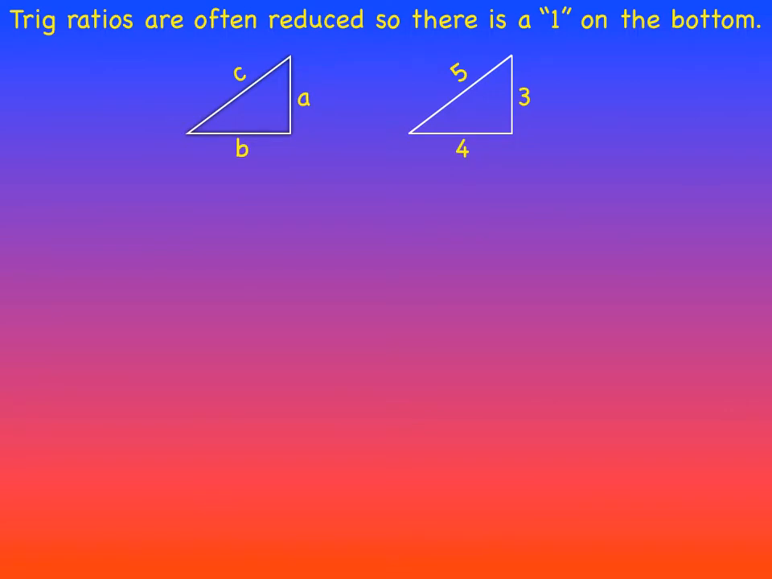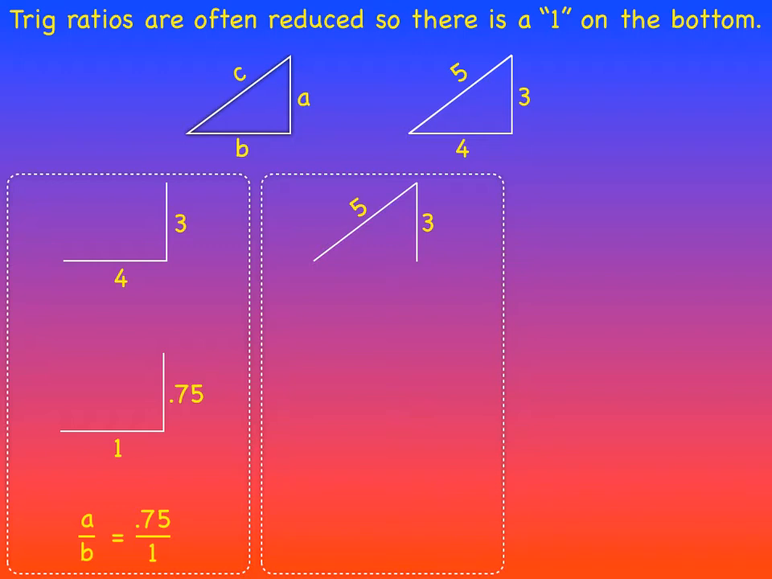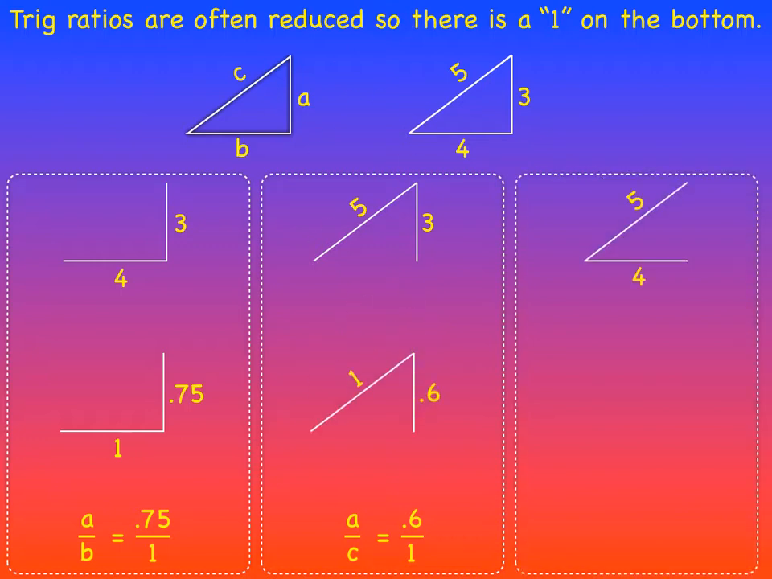Trig ratios are often reduced, so there is a 1 on the bottom. That means the bottom of the fraction, the denominator's place. Here we see a 3 to 5 ratio being reduced to 0.6 compared to 1. Or a 4 to 5 ratio being reduced so that it's 8/10 compared to 1.